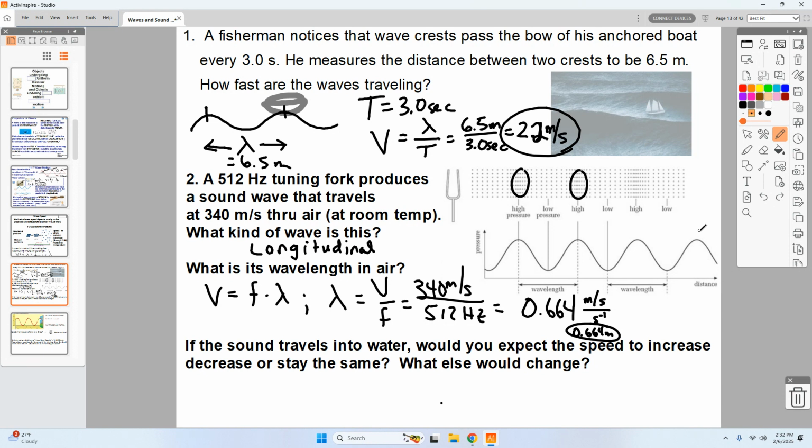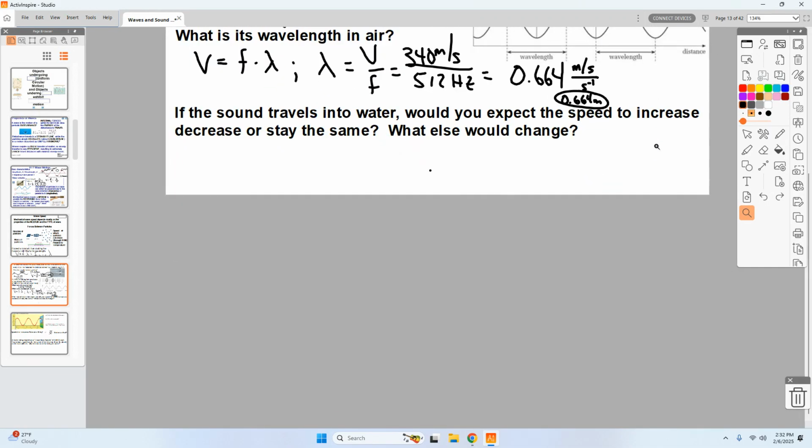If the speed goes up, something else changes. So let's go back to our wave speed equation. If velocity is equal to frequency times wavelength, and I make the velocity bigger because the medium has changed, then something else is going to change as well. The question is what? Is it the frequency that increases, or is it the wavelength that increases?